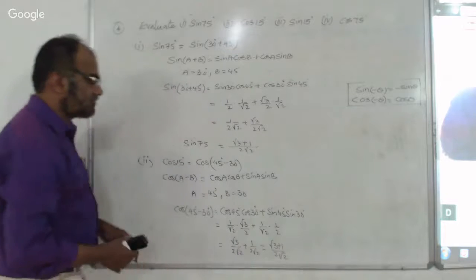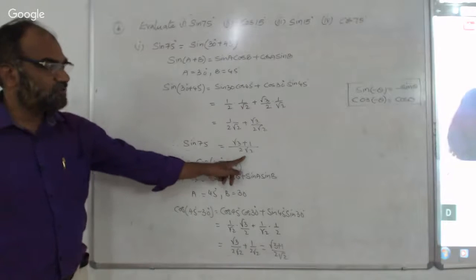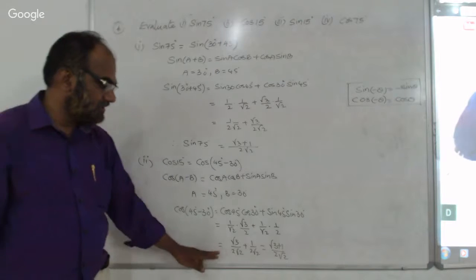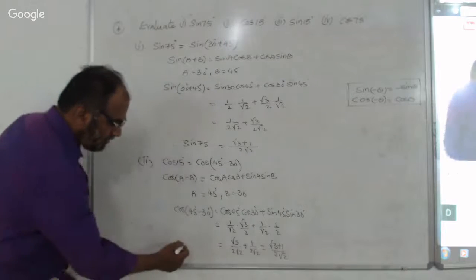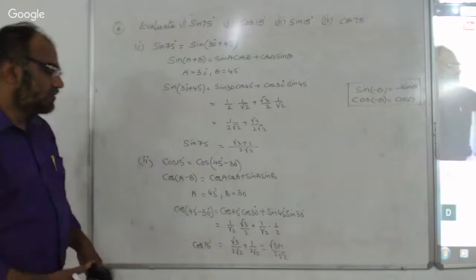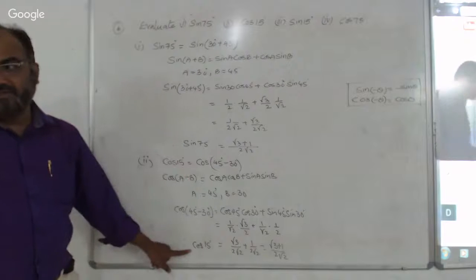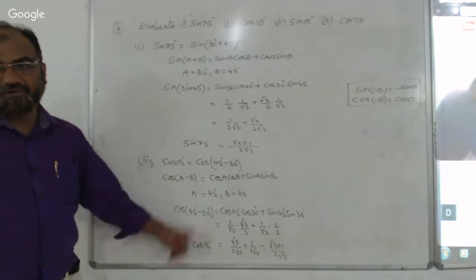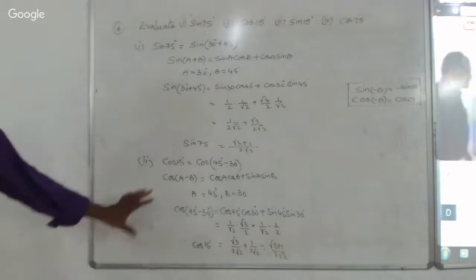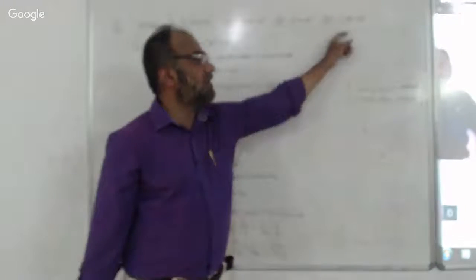From these two results, we observe that sin 75 is root 3 plus 1 by 2 root 2, and cos 15 is also root 3 plus 1 by 2 root 2. Both are equal. That is, sin 75 is the same as cos 15. Yes, they are complementary angles. Make a note. And you find what is sin 15 and cos 75.